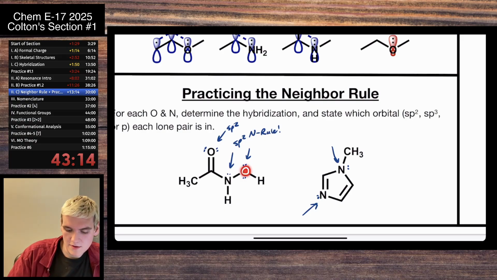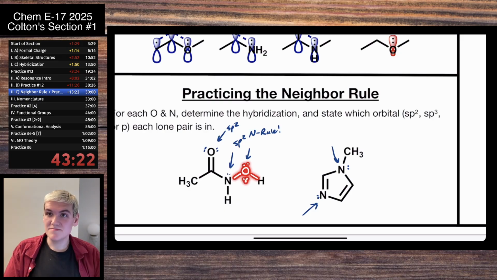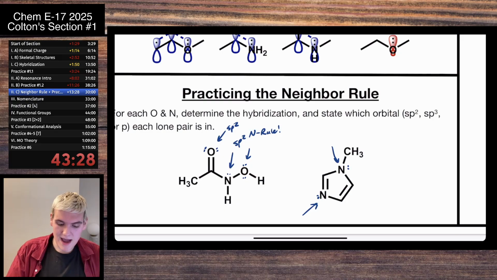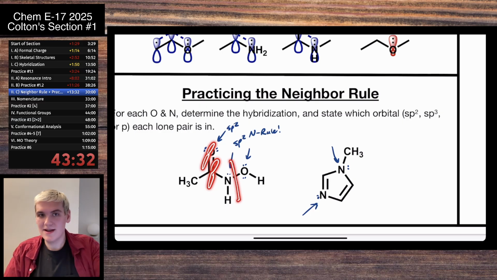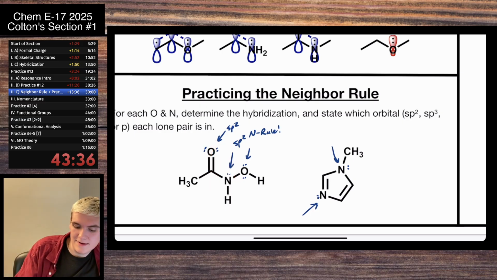Then last one, this oxygen over here appears to be sp3. She has 4 electron domains. She has a lone pair, but is she adjacent to a pi bond or empty p orbital? No. The pi bond is all the way over here, so it does not carry over. It's too far away. So this is just going to be sp3.